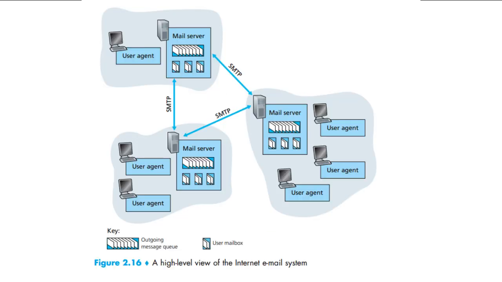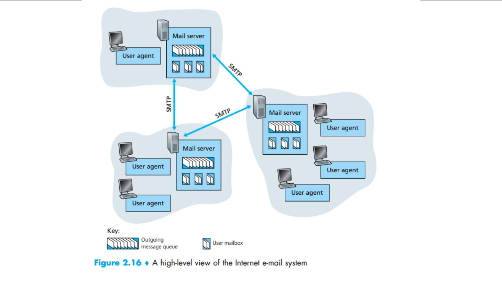High level view of the Internet mail system. We see from this diagram that it has three major components: user agents, mail servers, and the Simple Mail Transfer Protocol. We now describe each of these components in the context of a sender, Alice, sending an email message to a recipient, Bob. User agents allow users to read, reply to, forward, save, and compose messages. Microsoft Outlook and Apple Mail are examples of user agents for email.